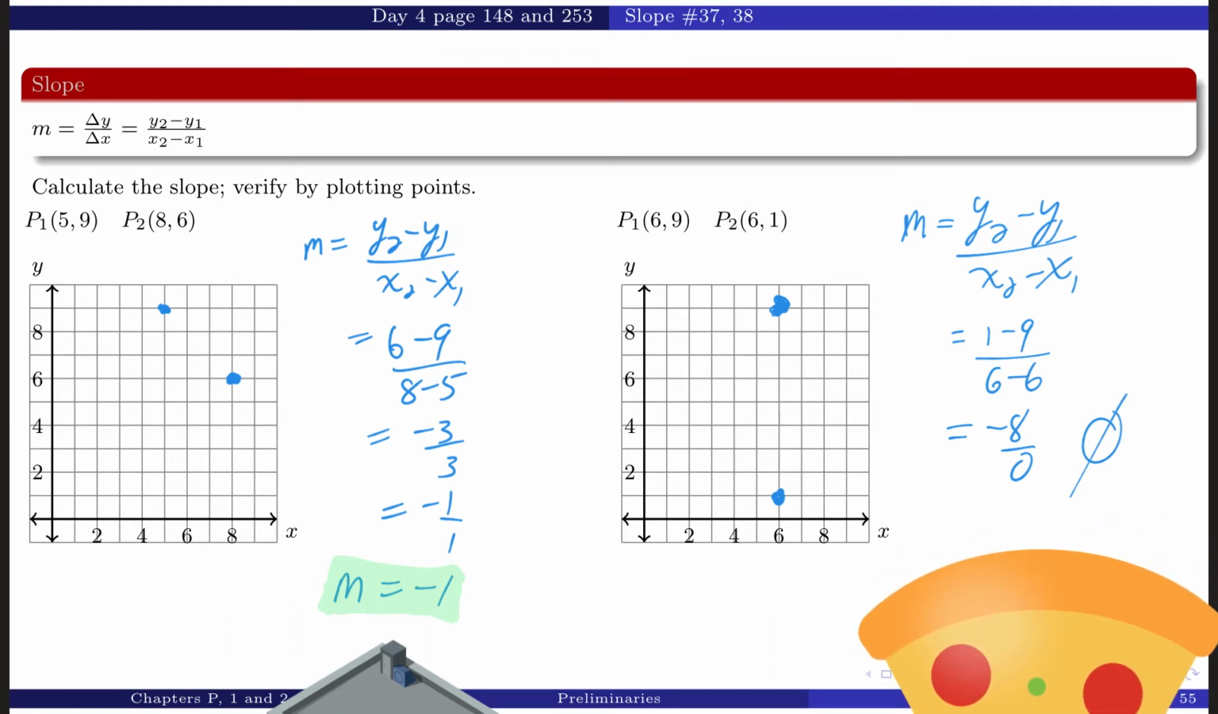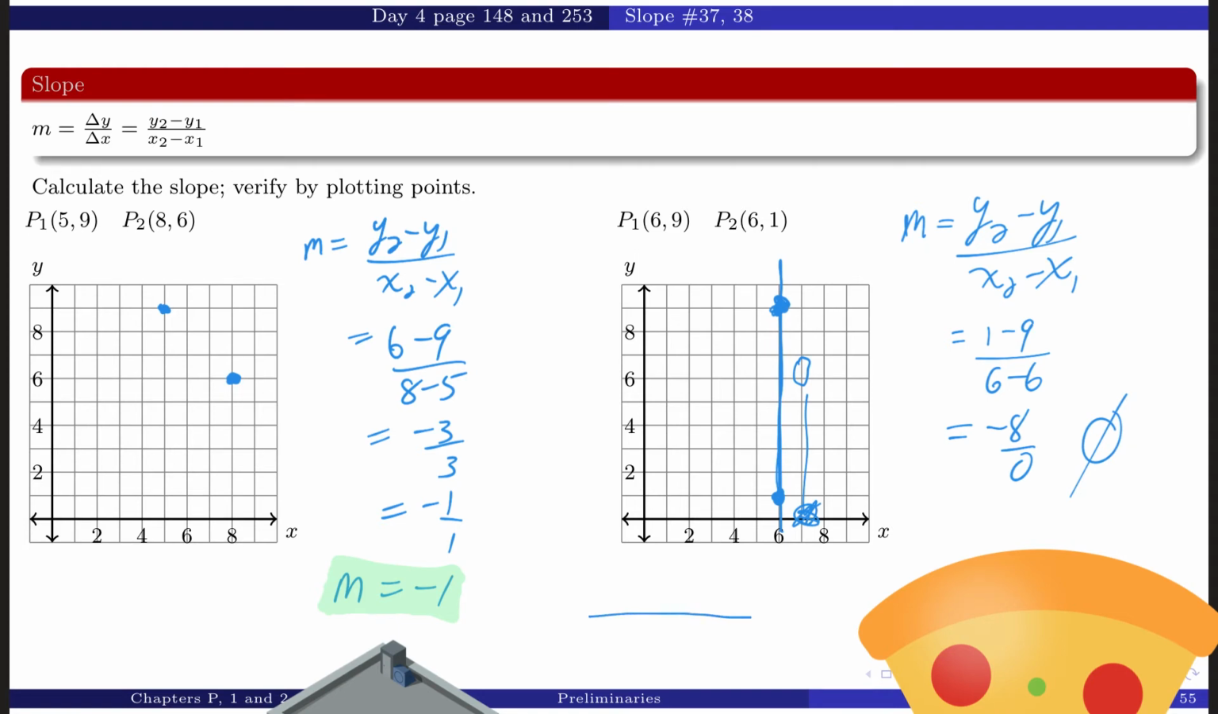What does a line with no slope look like? It looks like a vertical line. If you think of a vertical line as a wall, where you try to put an egg on it, the egg falls and becomes an undefined mess, which is why a vertical line has no slope.